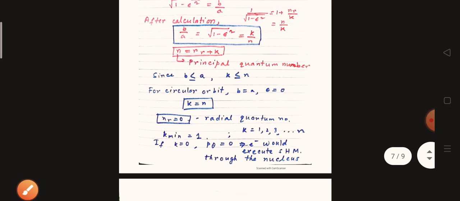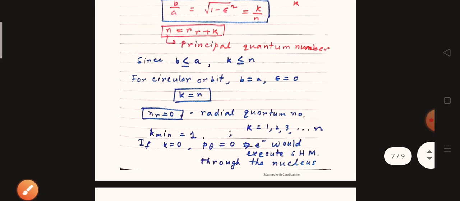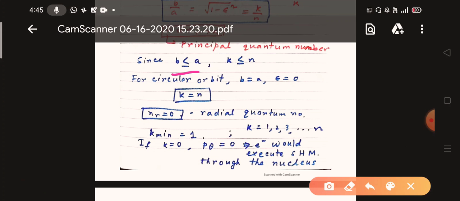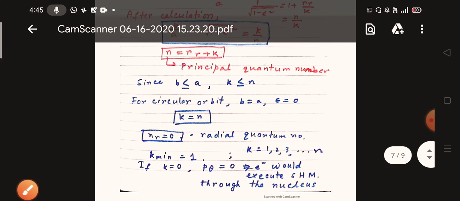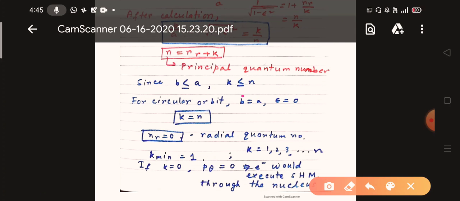Now it's a very important concept to understand: since b is less than a, k should be less than or equal to n. For a circular orbit, b equals a, so epsilon is 0 and k will be equal to n. So n_r equals 0. The radial quantum number n_r can be 0, but k cannot be 0.